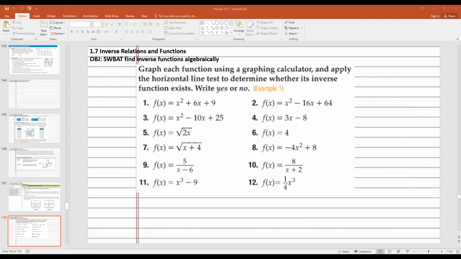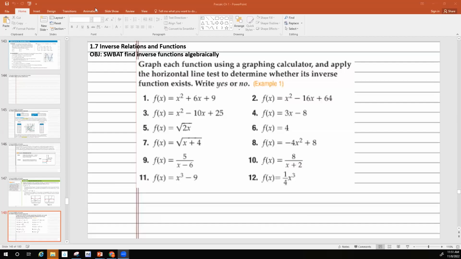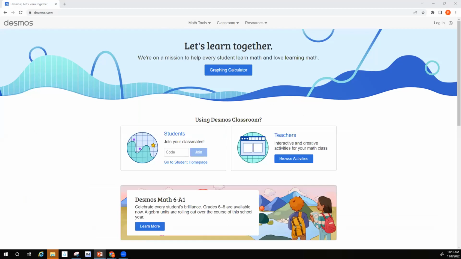Here we want to graph each function using a graphing calculator, then apply the horizontal line test to determine whether its inverse function exists, then just write yes or no. So I'm going to stop sharing and share screen 2. I'm going to move this one over here so I can see the problems.